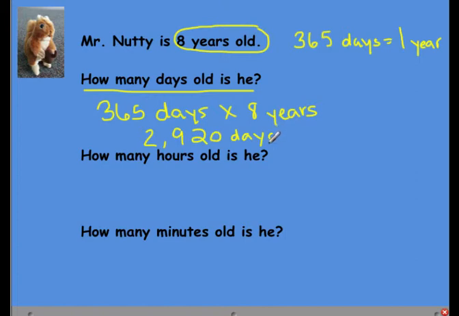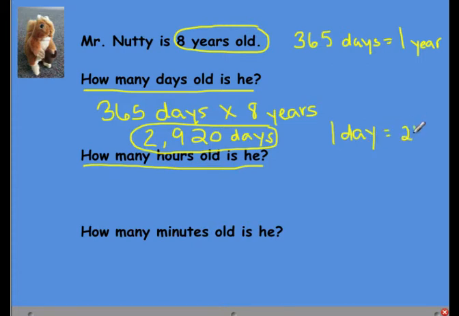All right, we're going to get into some big numbers here. We now want to know how many hours old Mr. Nutty is. We also know now that he's 2,920 days old. So we also know on the side over here that 1 day is equal to 24 hours. So we have both of our information here. Remember, time equivalence, it's the same amount, just different units. Okay, so we know that Mr. Nutty is 2,920 days old, and in each of those 2,920 days, we had 24 hours.